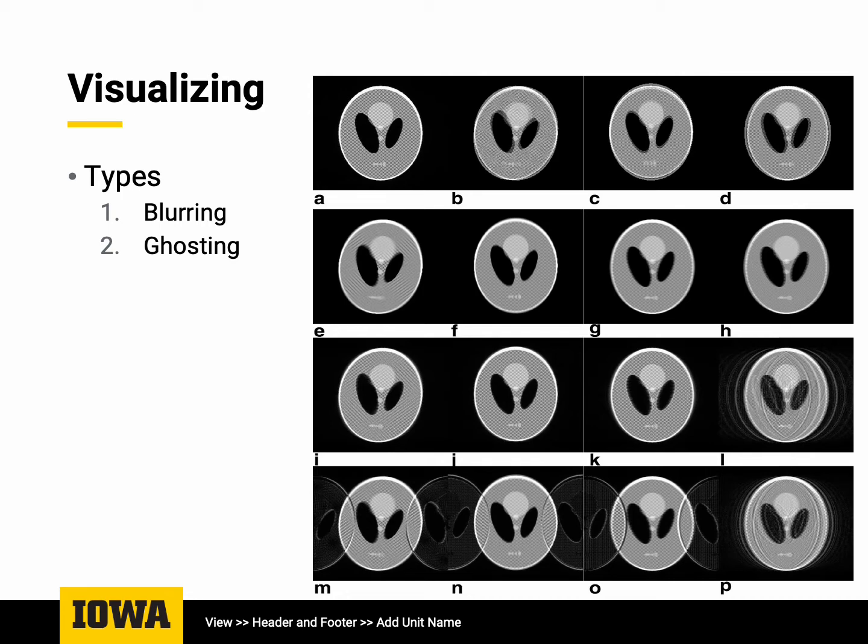Then on I through L, we have the same scan that was done on A through D, except we've now acquired the data through an interleaved sampling scheme. Similarly with M through P, you can see that some of the aliasing and ghosting is aggravated in different settings, and we'll talk a little bit about that later.